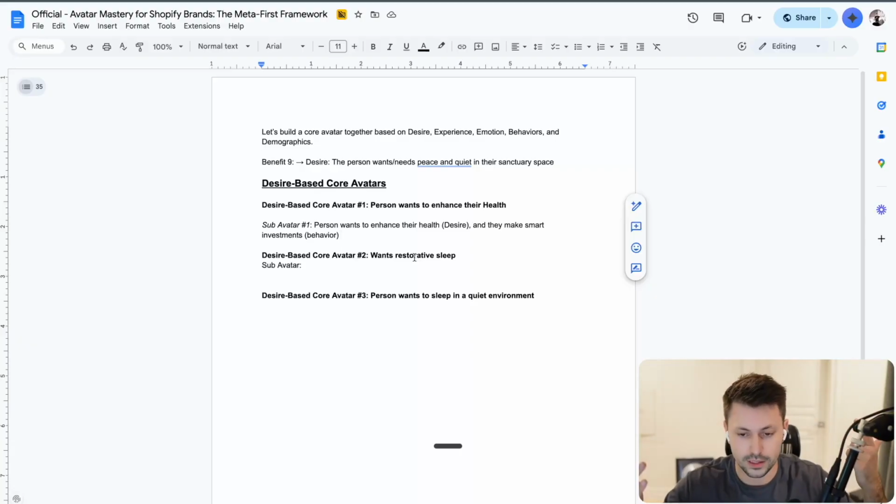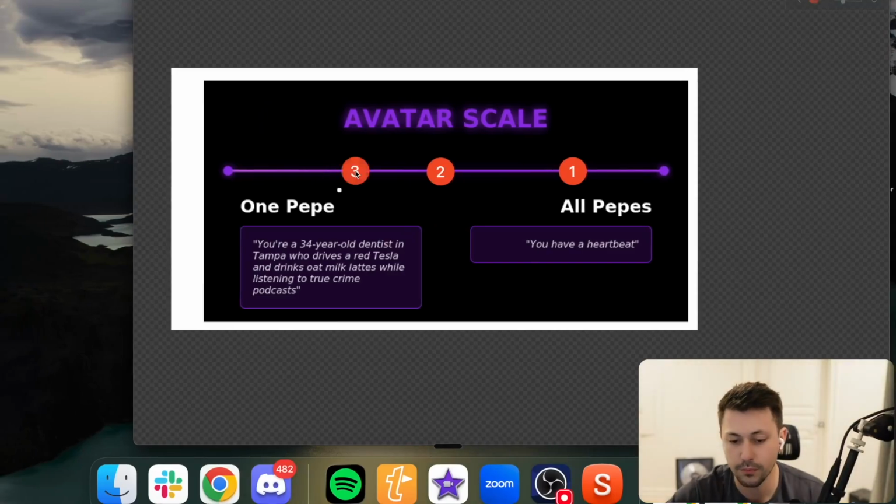And if you don't know what the difference is, it's people who wake up when they hear just a pin drop versus people who, a car could run into the bedroom and they're still sleeping. So both of those types of sleepers will probably want restorative sleep, but someone who wants to sleep in a quiet environment probably wants that for a specific reason. But again, that's going to be even more specific, right?